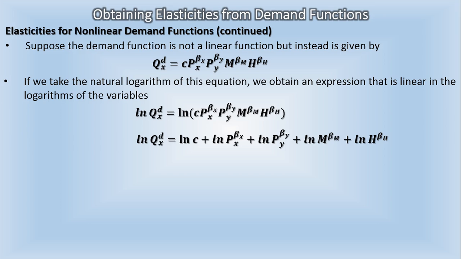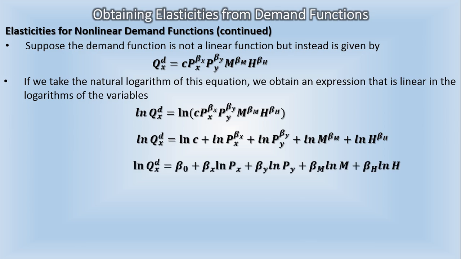And then one last manipulation here, using the properties of exponents. If you have a log of something raised to some power, that's equivalent to that power times the log of the something, right? So this term here becomes beta x times ln of px, and so on and so forth. We have the log of a constant. We don't know what that constant is. It's a number. We're taking the log of a number that's not changing, that's very generic. So we'll just think of it as just some other number. So we'll use beta naught to represent that constant and not worry about logs with that term. It's just some value.